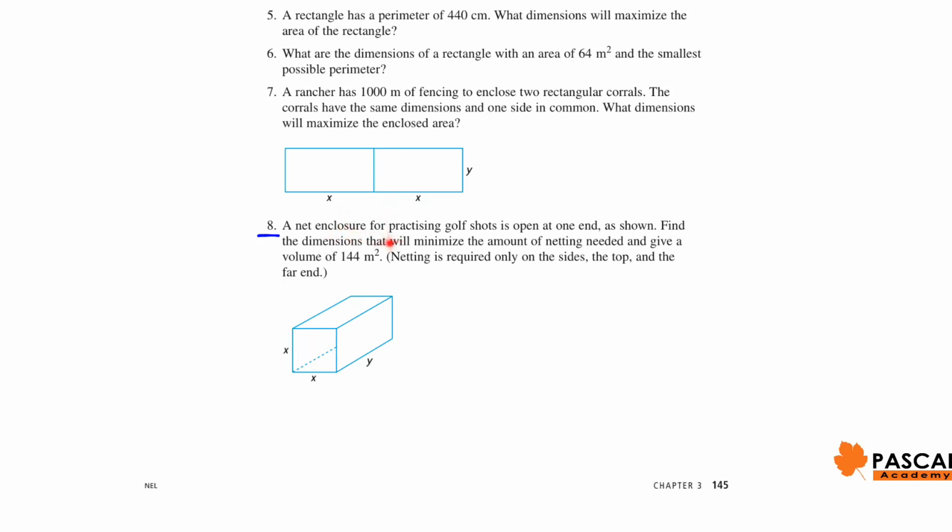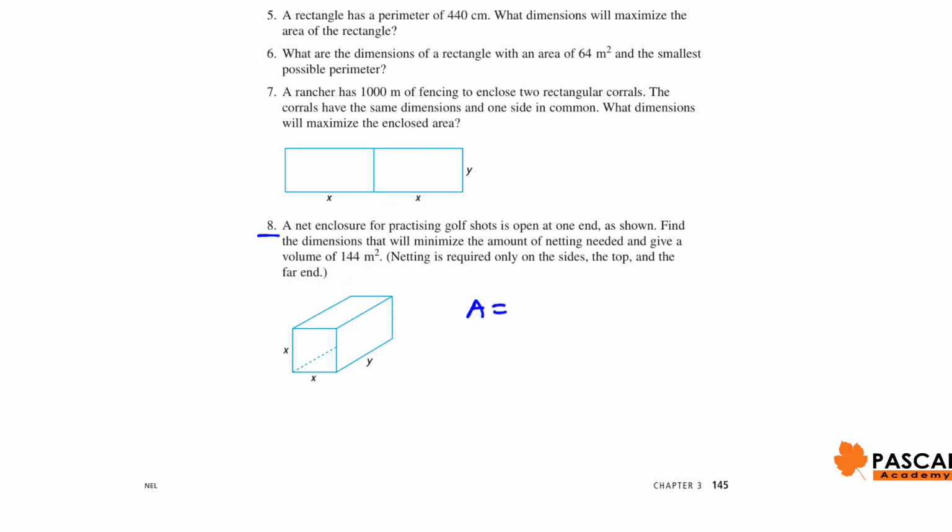A net enclosure for practicing golf shots is open at one end as shown. Find the dimensions that will minimize the amount of netting needed and give a volume of 144 meters cubed. Netting is required only on one side, the top and the far end.